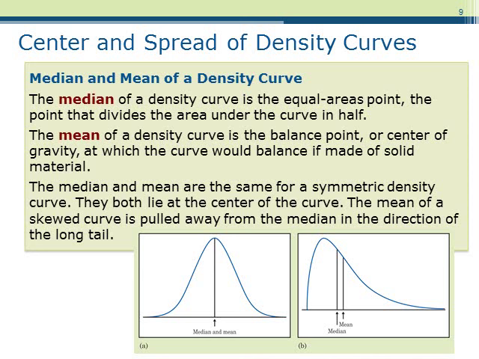The median and mean are the same for a symmetric density curve. They both lie at the center of the curve, like in figure A. The mean of a skewed curve is pulled away from the median in the direction of the long tail, like in figure B. For instance, in figure B, our distribution is skewed to the right, which means that our mean will be pulled towards the right tail.